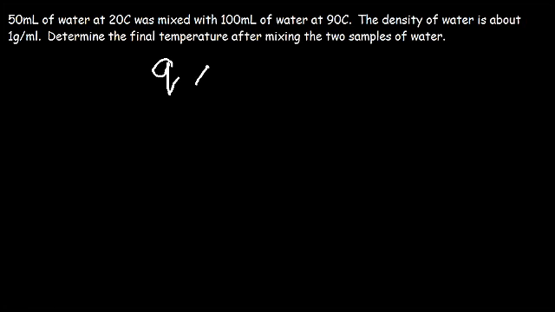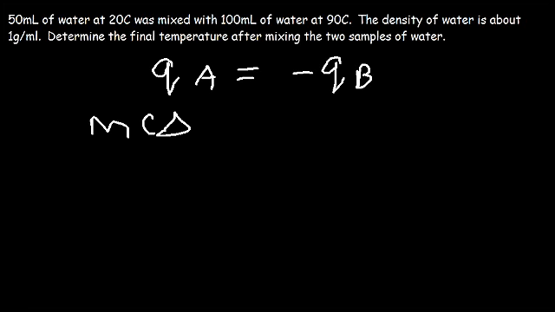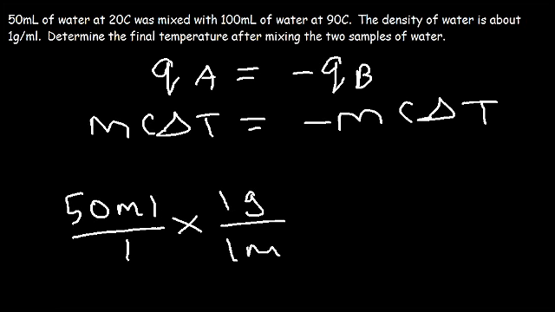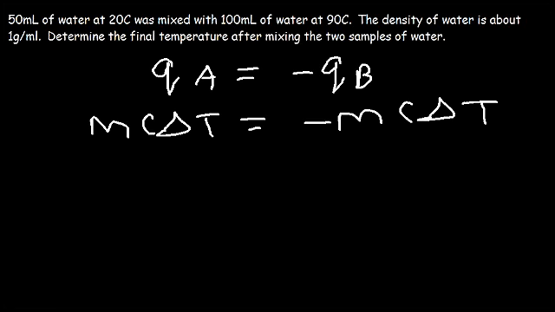Since we only have two samples, this is the equation that we need. QA is equal to negative QB. So mcΔT is equal to negative mcΔT. Let's say the left side is for the cold water sample and the right side is for the hot water sample. Now the density of water is 1 gram per milliliter, so if you multiply the volume by 1 gram per milliliter, you'll get the mass. So 50 milliliters is equal to 50 grams of water, and 100 milliliters is 100 grams of water.